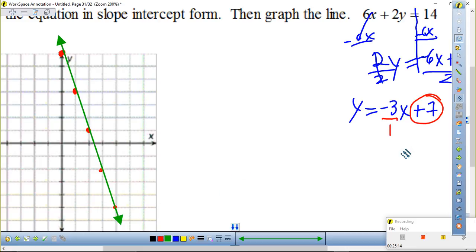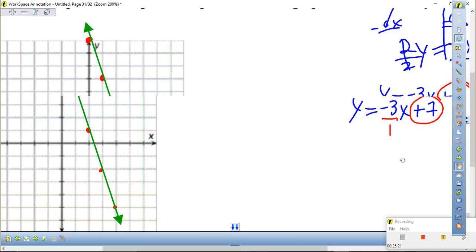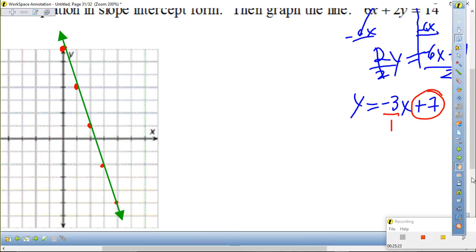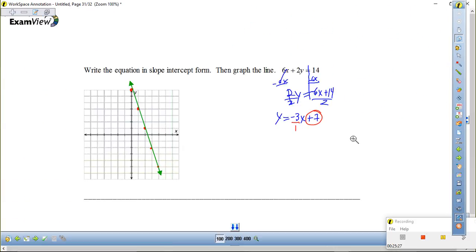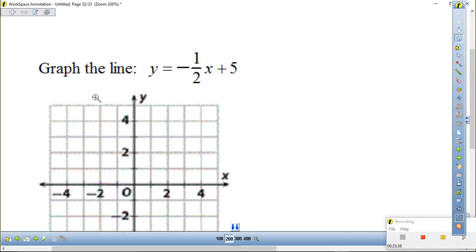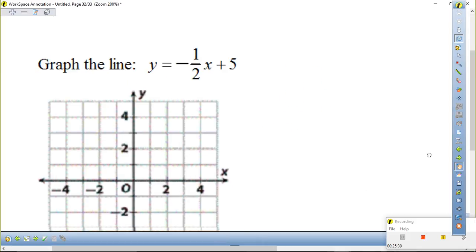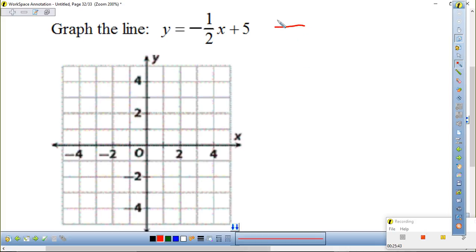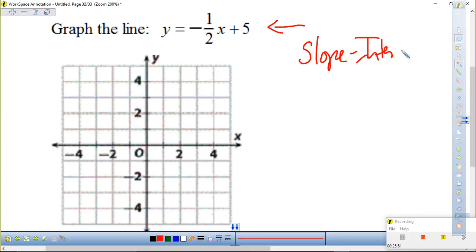Yes? How are we doing? Is the graphing coming back? Yes? All right. Well, guess what? Number 22 is very similar to this one. Let's go to number 22. What is this form called? Tell your neighbor, please. Slope-intercept form. All right, so help me with this one, please.